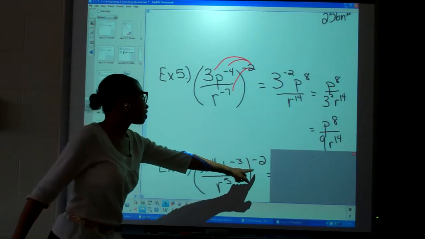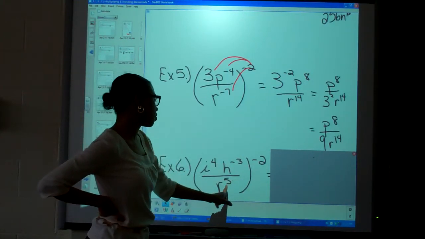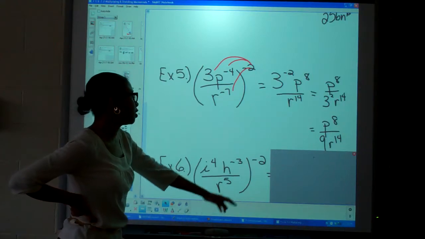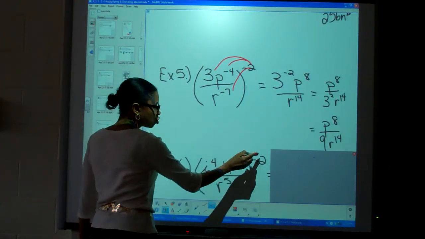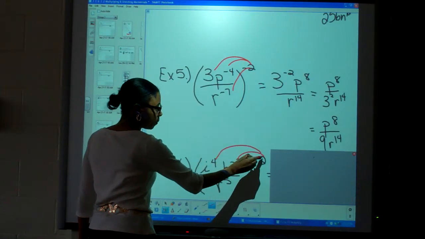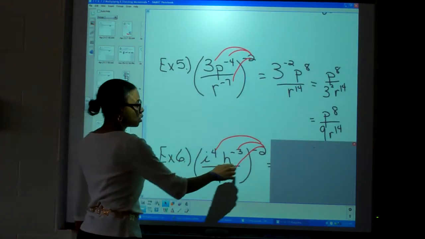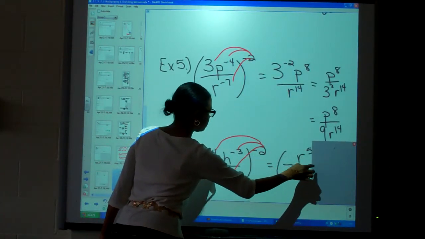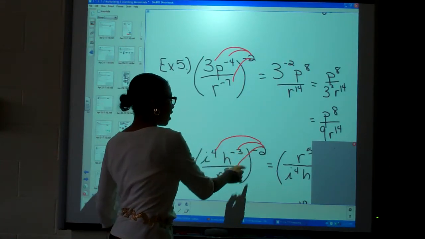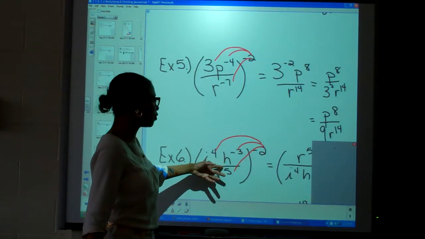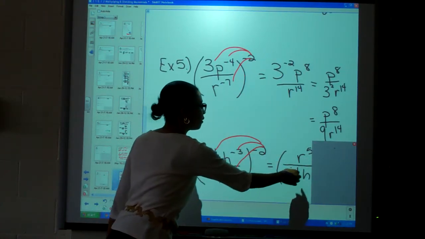Again, I have a negative exponent. I to the 4th, h to the negative 3rd, divided by r to the 5th. All of that is raised to the negative 2nd power. Again, you have to distribute this to everything in the parentheses there. How do we do that? That's going to be the same thing as, this is another way to do it. The minute I see a negative exponent, it automatically means everything should flip. So that means that the r will come to the numerator, be positive 5.